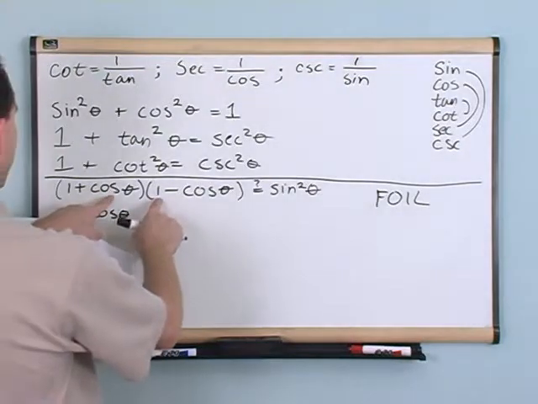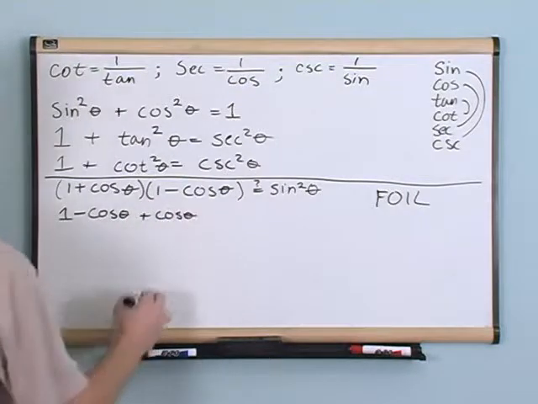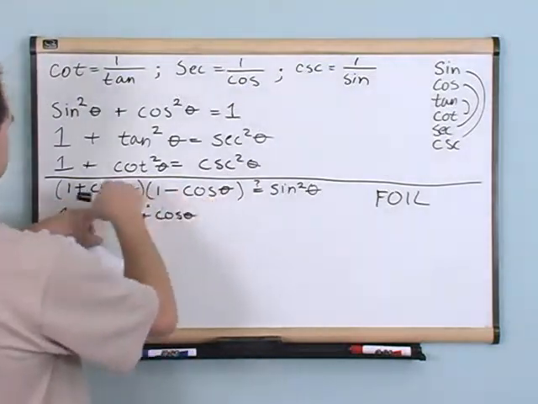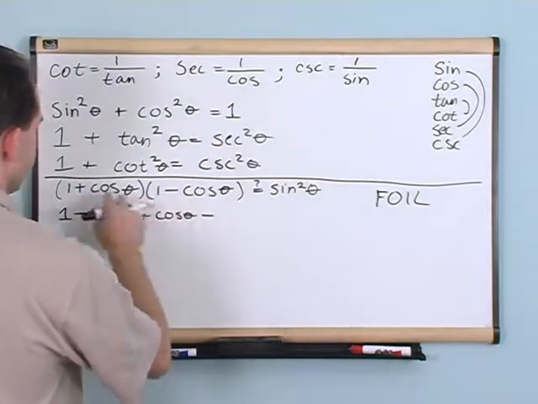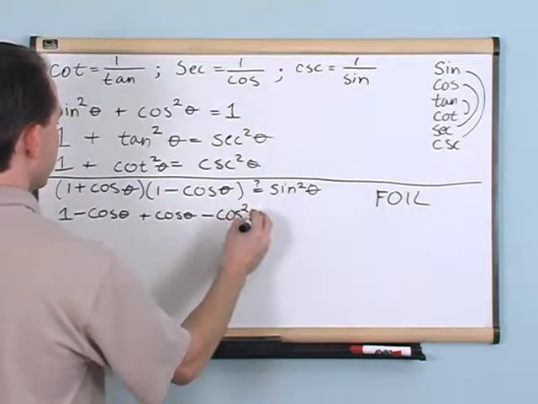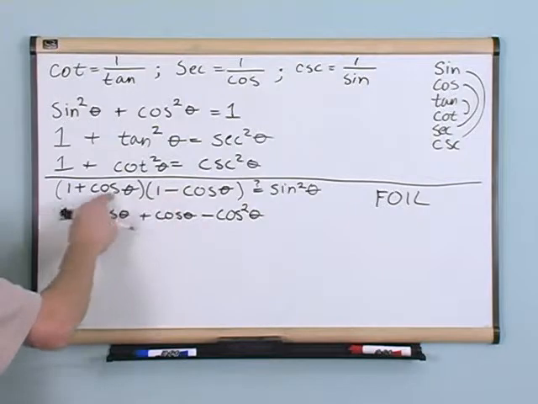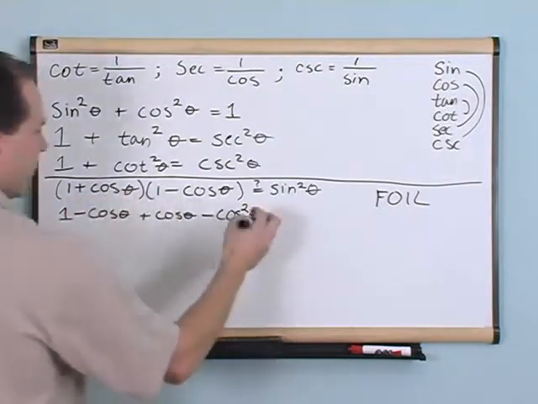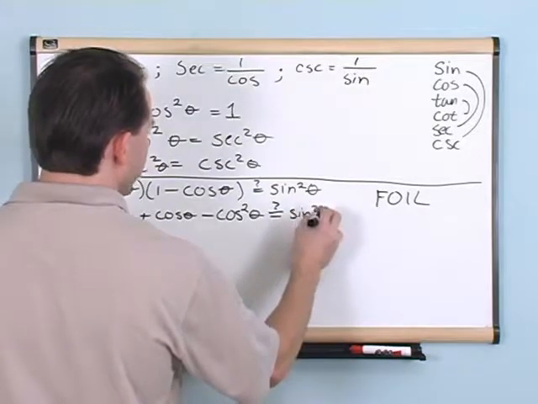The inside terms is 1 times cosine theta, so I've got a plus cosine theta here. And then the last terms is a positive cosine theta times a negative cosine theta, which gives me a negative cosine squared theta, because negative times positive is negative, and cosine times cosine gives me cosine squared. And I'm asking myself, is this equal to sine squared theta?